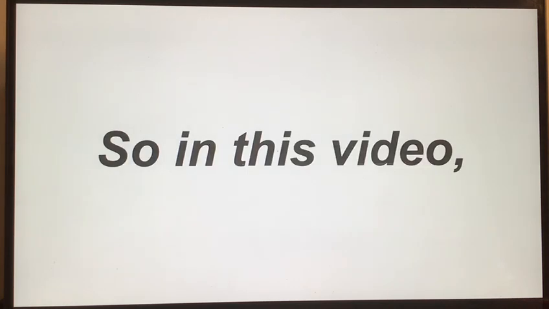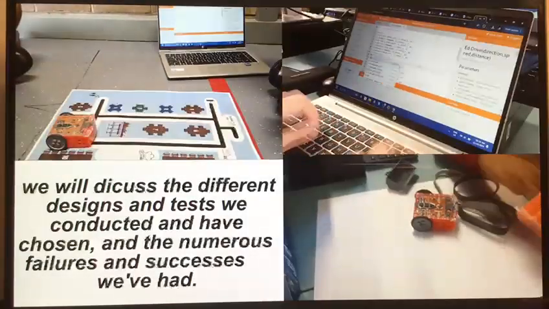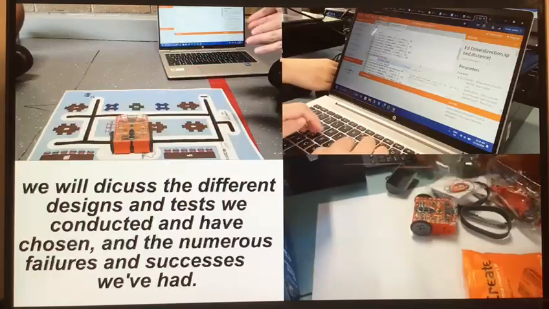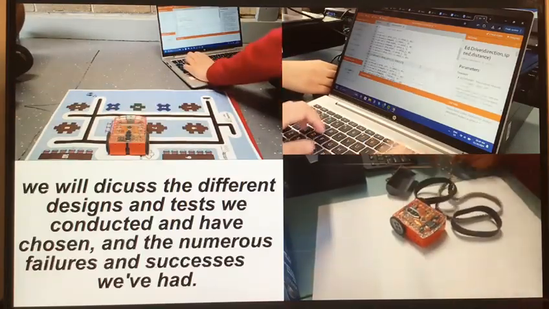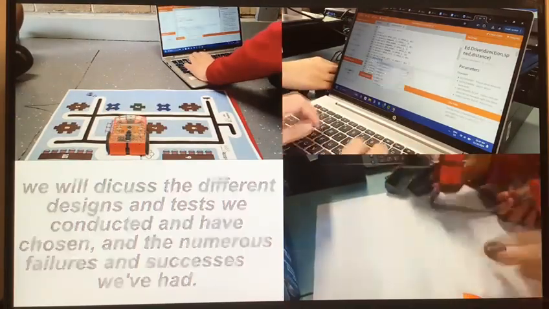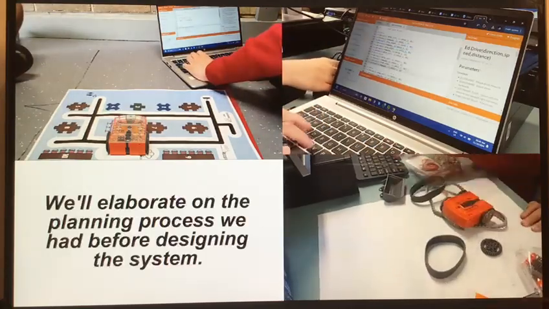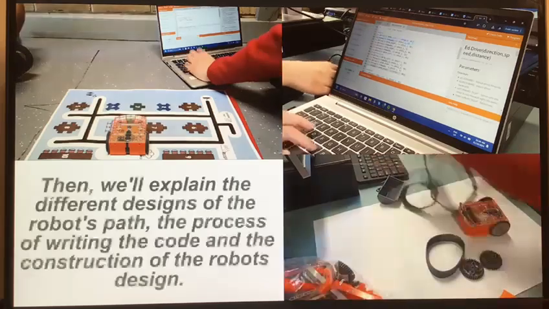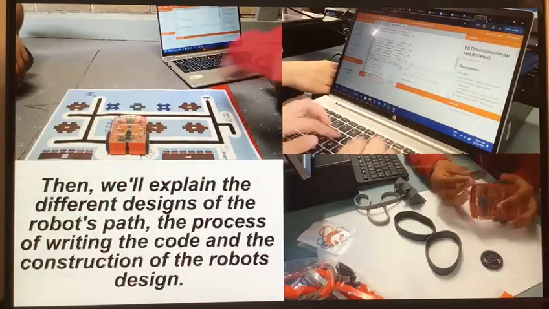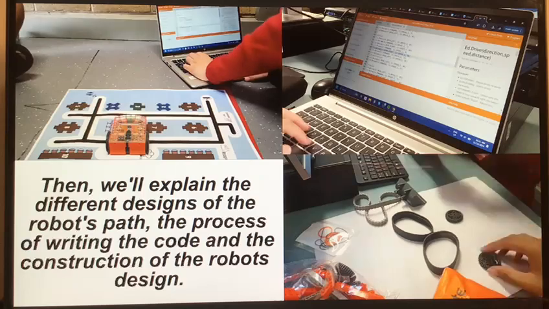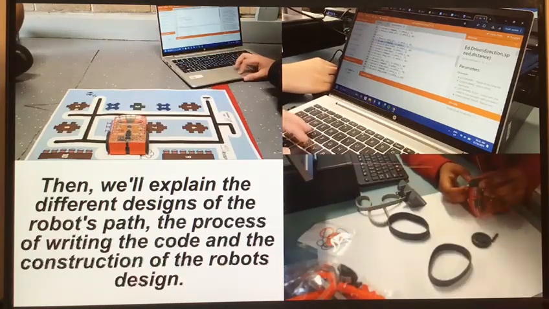So in this video, we will discuss the different designs and tests we conducted and have chosen, and the numerous failures and successes we've had. We'll elaborate on the planning process we had before designing the system. Then, we'll explain the different designs of the robot's path, the process of writing the code, and the construction of the robot's design.